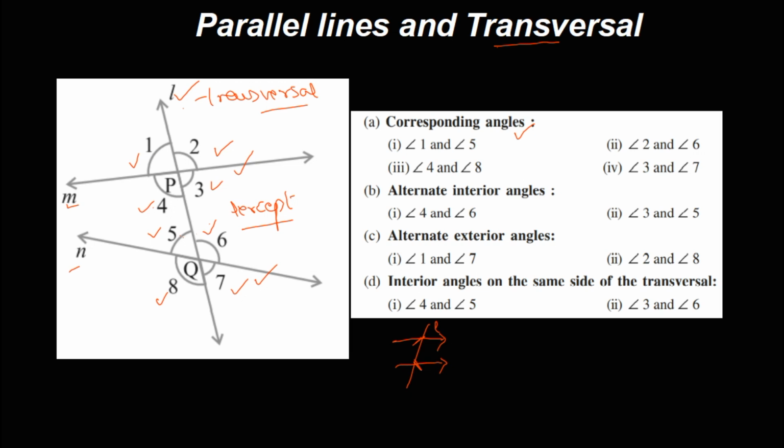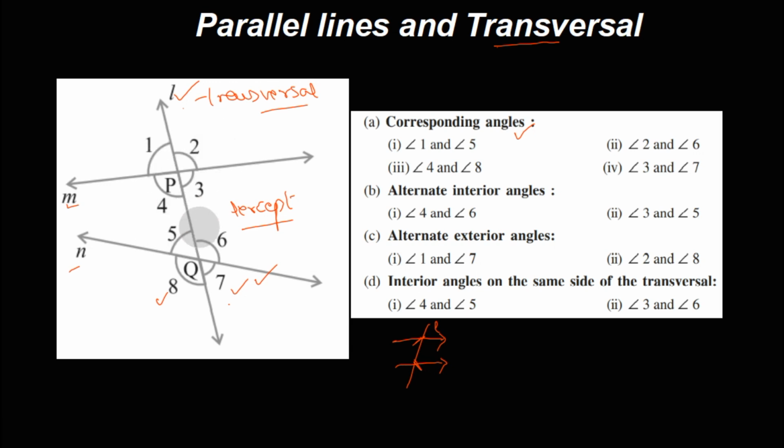The corresponding angles are on the same side of the transversal, meaning if one is on the left hand side, the 5 will also be on the left hand side, and one is inside, between the two lines, while the other will be in the exterior. So 1 and 5 will be equal to each other. Similarly 2 and 6 will be equal to each other, 3 and 7 will be equal to each other, and 4 and 8 will be equal to each other. So they are called corresponding angles.